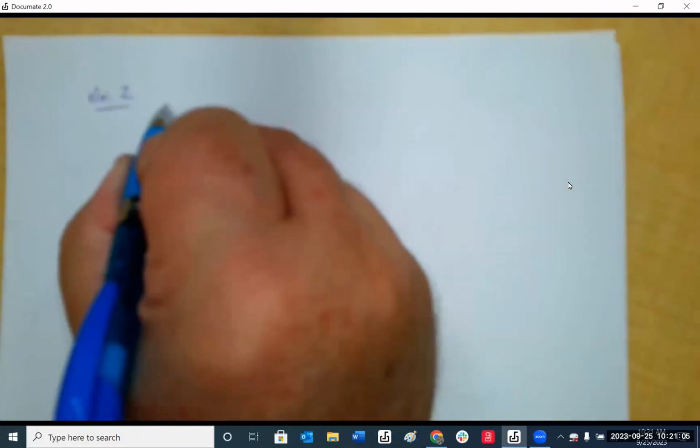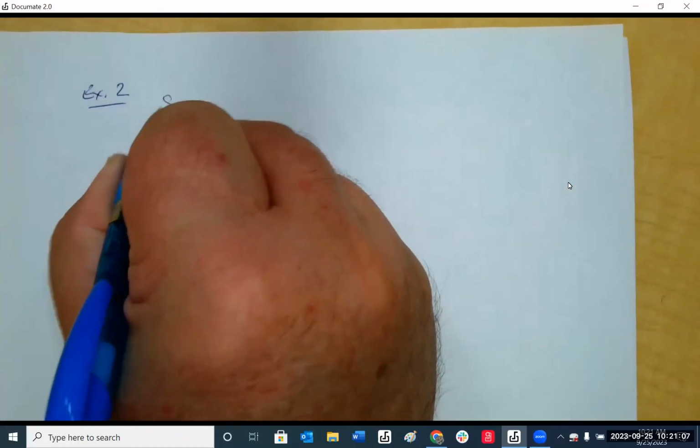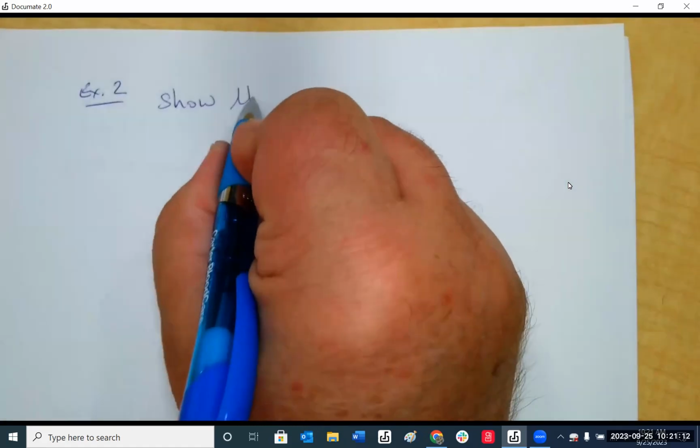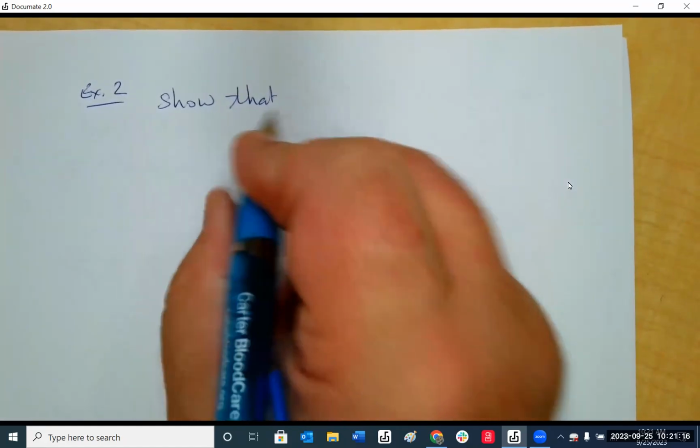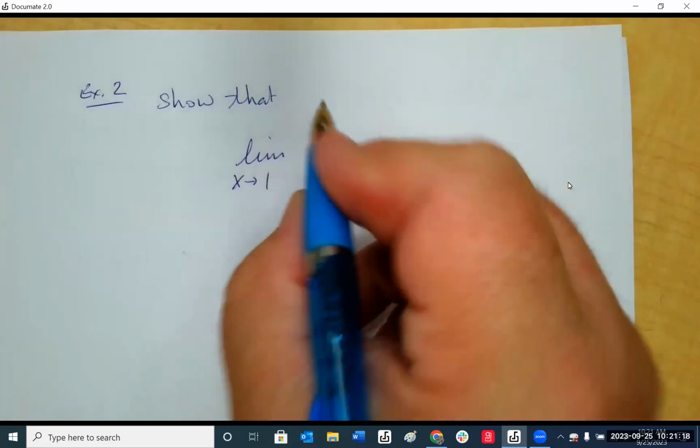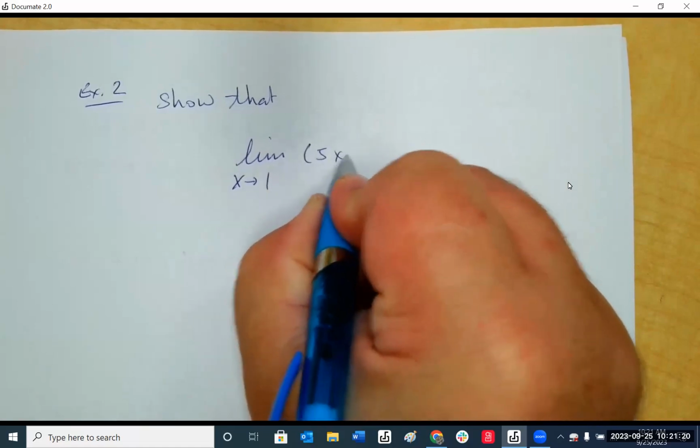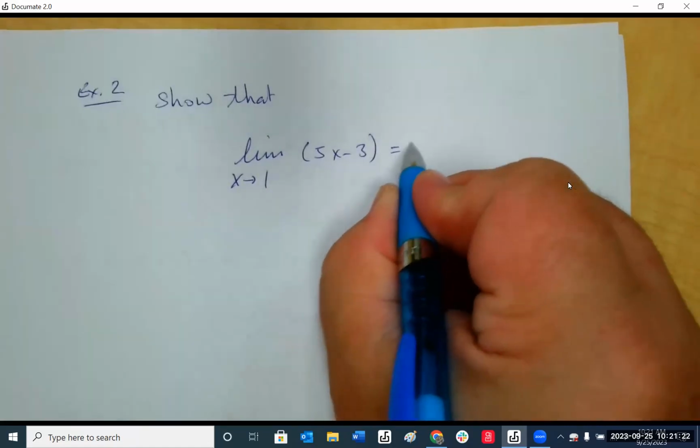So let's look at example 2. Show that the limit as x approaches 1 of 5x minus 3 equals 2.